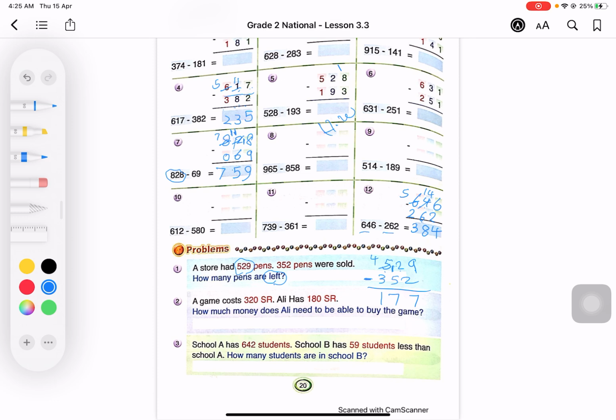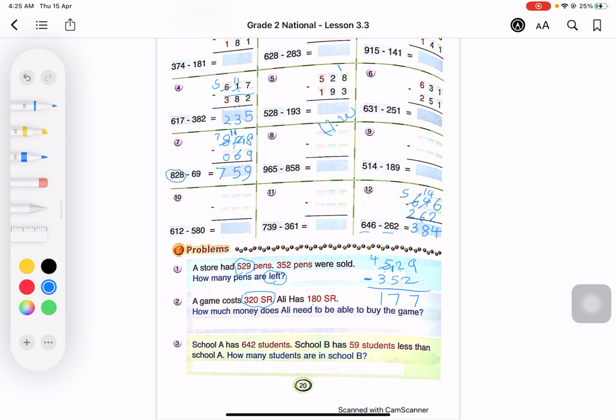Now, a game costs 320 riyal. Ali has 180. How much money does Ali need to be able to buy the game? Yani, you went to the supermarket and you want to get a game. They said for you it costs 320. But you don't have this amount of money. You have less. You have 180. How much do you need to be 320? To know how much money you need, subtract.